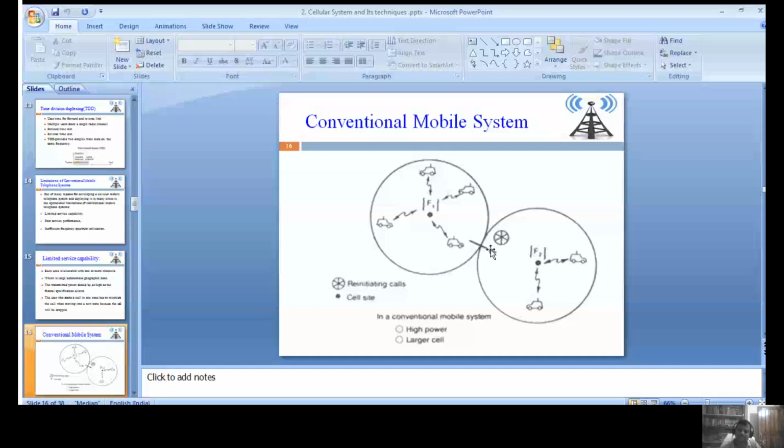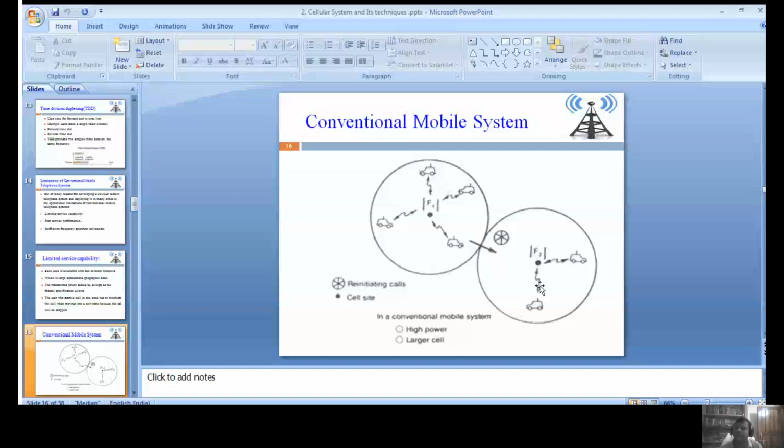Call can be terminated. How to rectify this? By using the topic of handoff. Once the mobile is moving from one frequency to another, that is, from one cell phone tower area to another cell phone tower area, the way to continue without termination of a call is the topic of handoff.